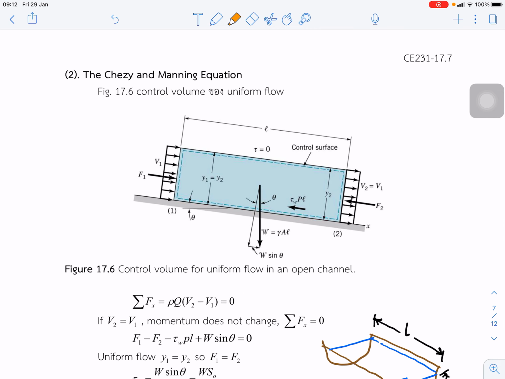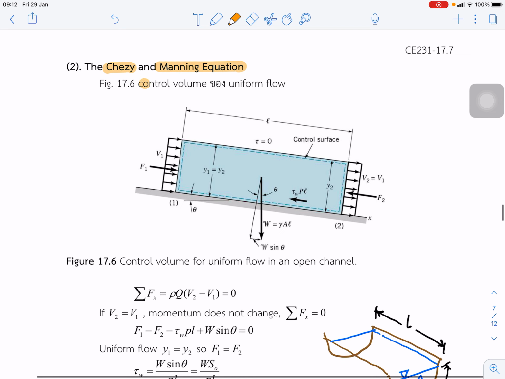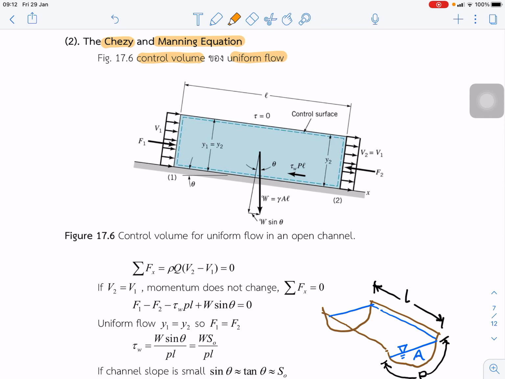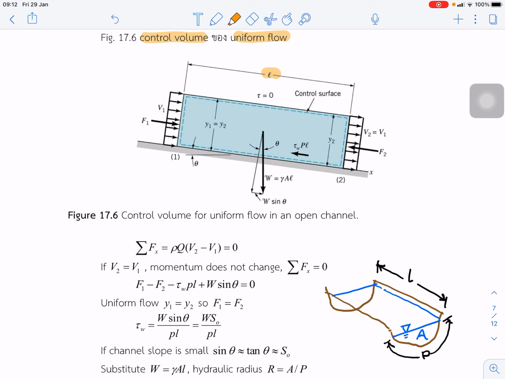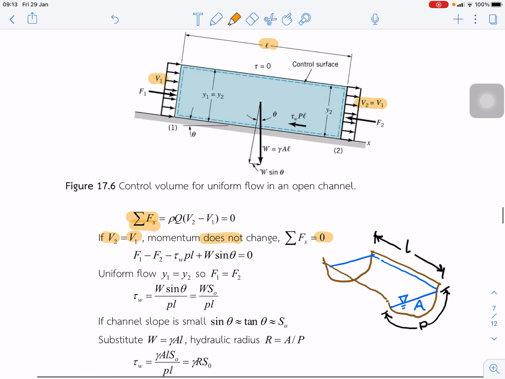Next topic is the Chezy and Manning equation. Okay, if we draw the control volume of the uniform flow like this, this is a profile of the control volume, with length L. Okay, and we apply the change of momentum, summation of force equal to the change of momentum. In this case, because V1 and V2 are equal, that means the momentum doesn't change. So we can say that the summation of force is equal to 0.